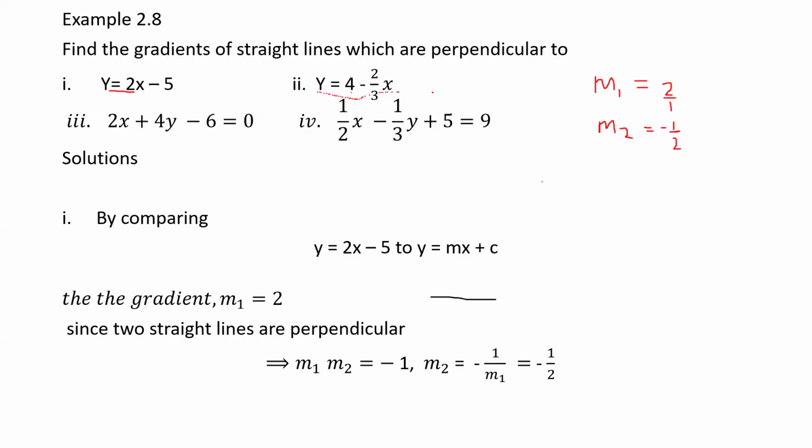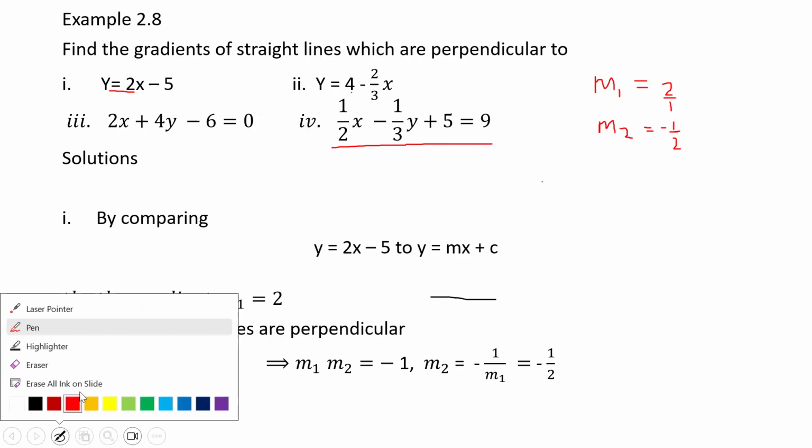Let's find the gradient for (iv). Everybody, find the gradient for (iv), and then the gradient of a line which is perpendicular to this one.